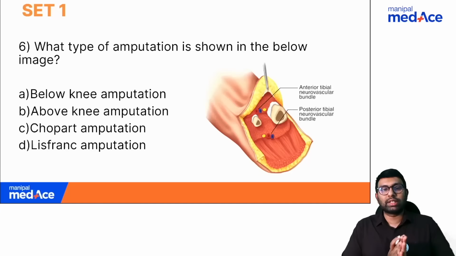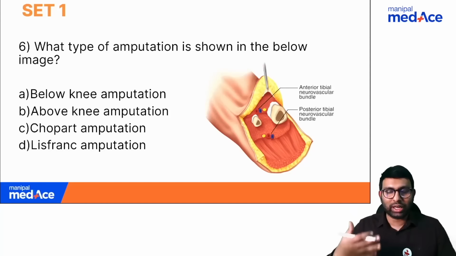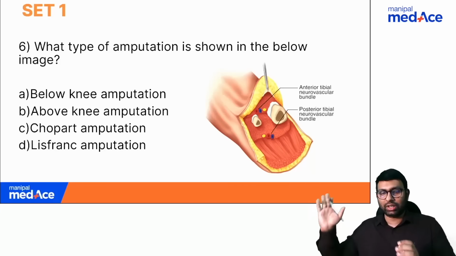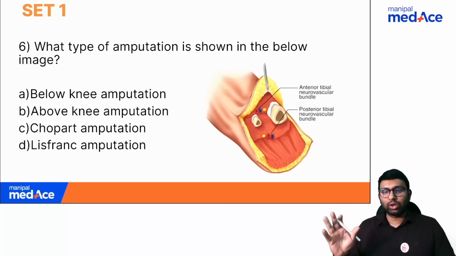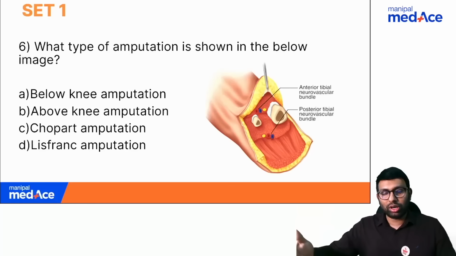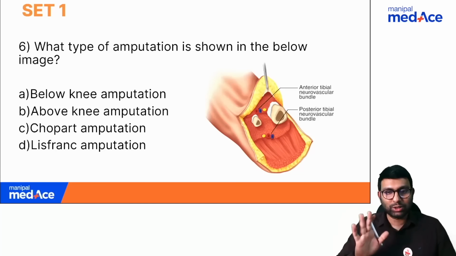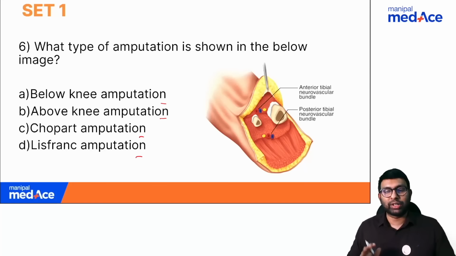Another question that was asked is what type of amputation is shown in the image, and the image, from what I've recalled from a lot of students telling me, was a gross section like this of a leg which was amputated, and they could see a tibia and a fibula remnant in that, and also a long posterior flap was seen. Now, if you see something like that, what is the type of amputation that you suspect? Let's look at the options. Below knee amputation, above knee amputation, Chopart's amputation, and Lisfranc's amputation are your options.